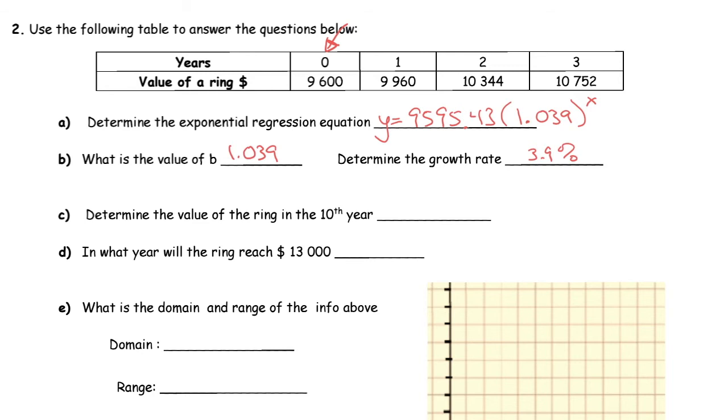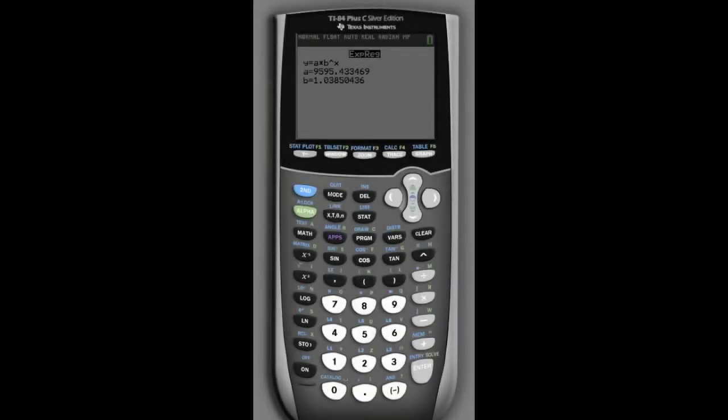It says, determine the value of the ring in the 10th year. So what that means here is I'm going to go up to my equation and plug 10 in for the x. Now, I want to show you how you might do that graphically. So let's go back to the calculator for a moment. We're going to use this equation to figure out what the value of the ring is going to be in the 10th year.